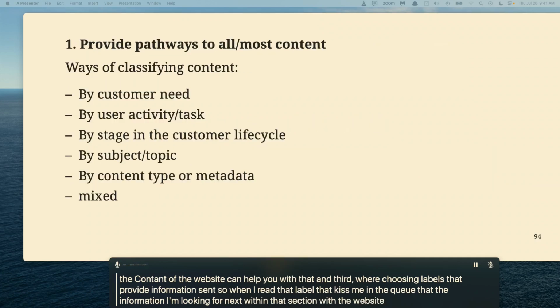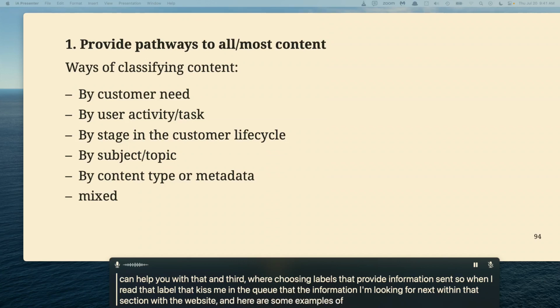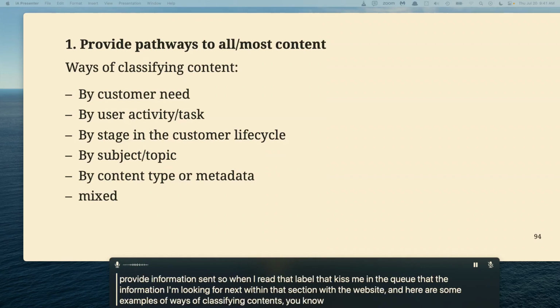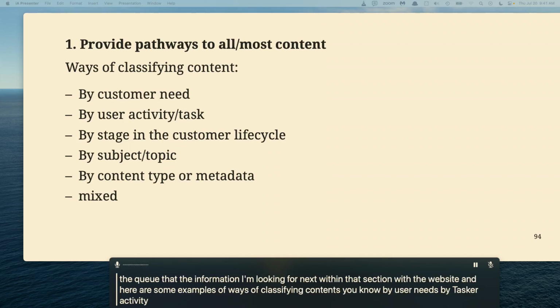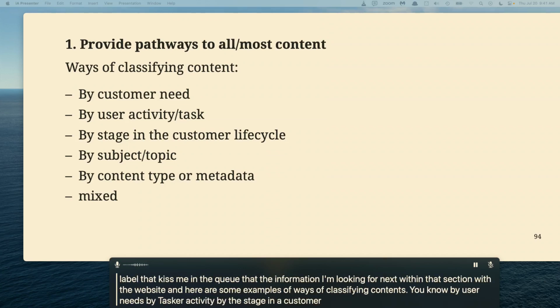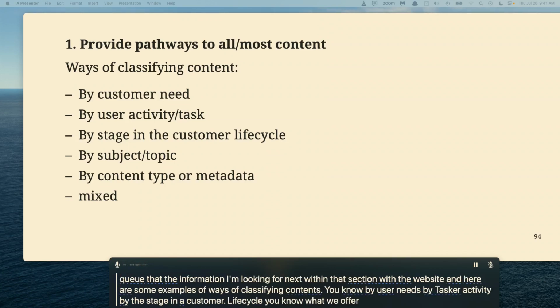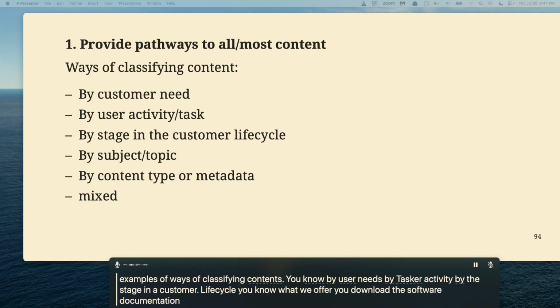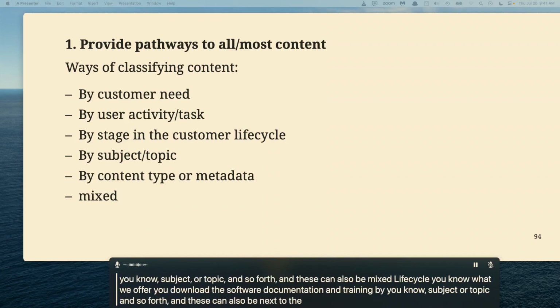Here are some examples of ways of classifying content: by user needs, by task or activity, by the stage in a customer lifecycle, what we offer, download the software, documentation and training, by subject or topic, and so forth. And these can also be mixed too in the same navigation system.